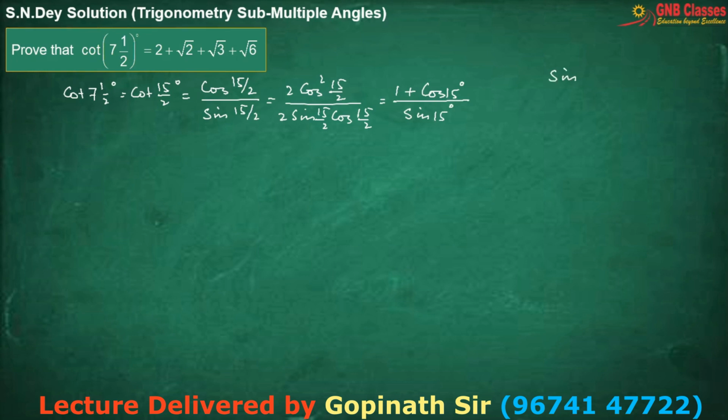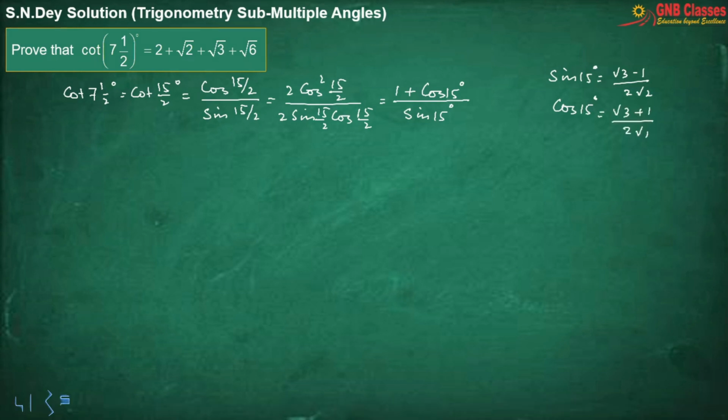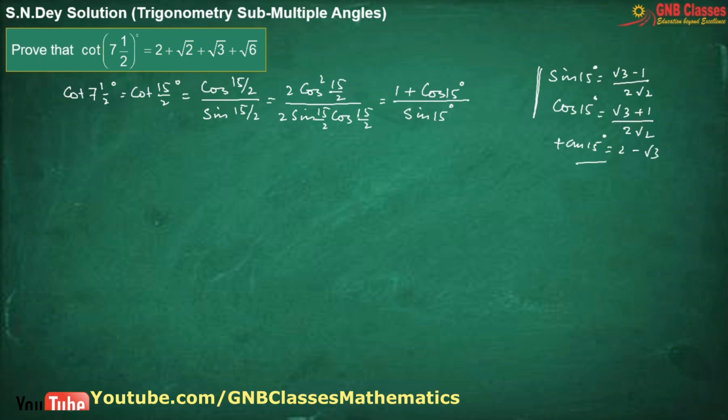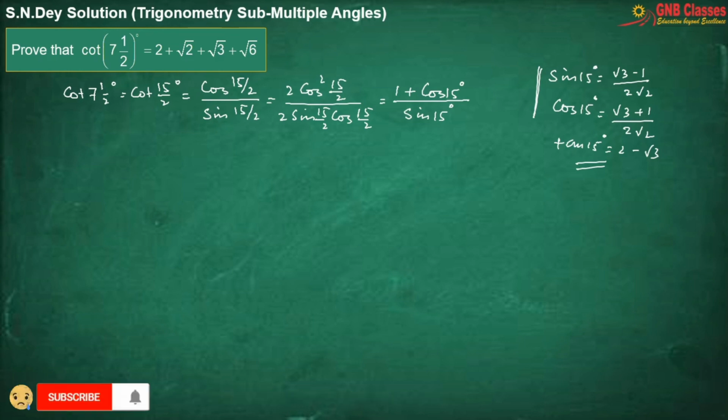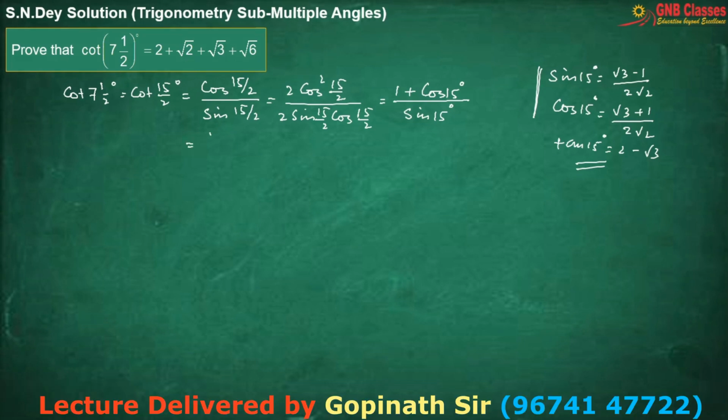Now we know that the value of sine 15 degrees is root 3 minus 1 by 2 root 2, and cos 15 degrees is root 3 plus 1 by 2 root 2. Okay, these two values we have to remember. And tan 15 degrees is basically 2 minus root 3. So these are the values we use as standard, and we have to remember them to reduce the time in solving problems. So I'm just replacing the values of cos 15 and sine 15.